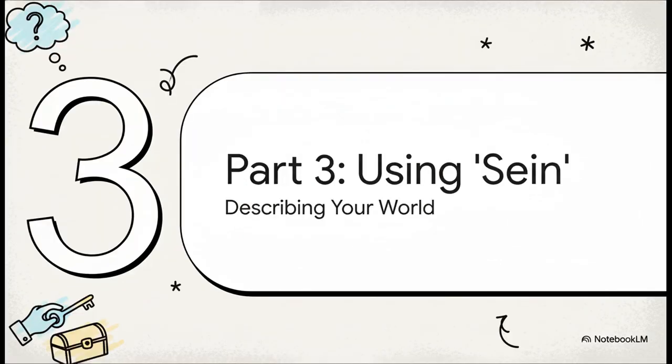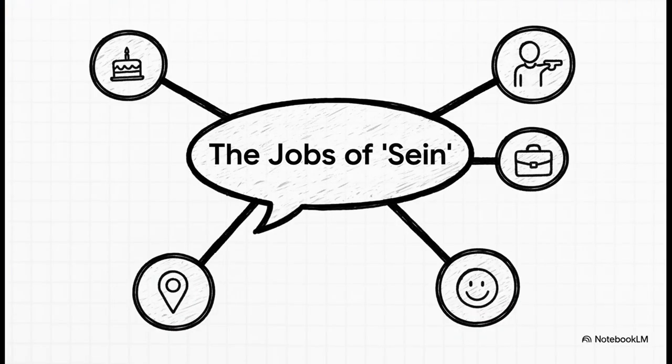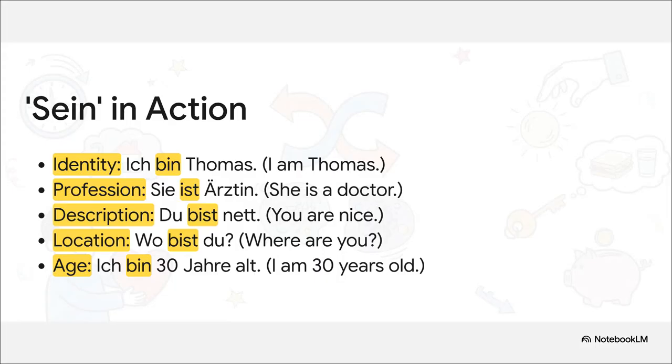Okay, so now that we've got the forms memorized, let's see what sein actually does. Right now, as a beginner, you're going to be using it as a main verb. Its entire job is to describe a state of being, to say what something or someone is. And sein is a real workhorse. It handles your identity, what you do for a living, describing things, saying where you are, and even your age. Let's look at some real sentences so you can see it in action.